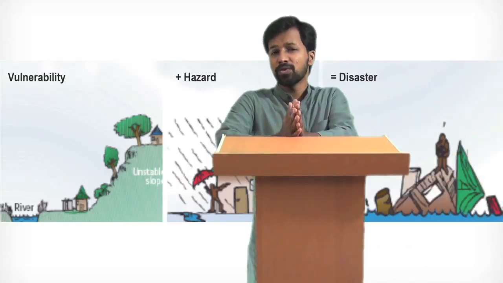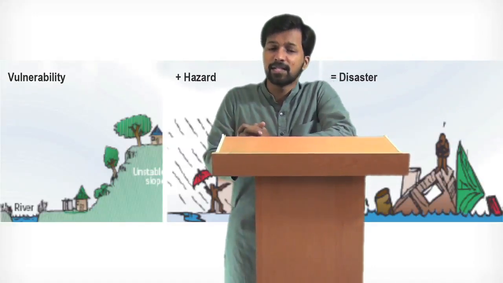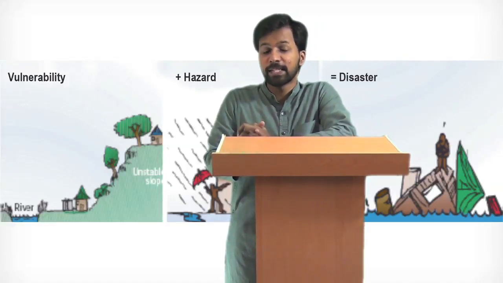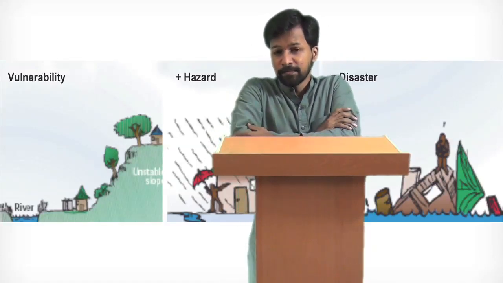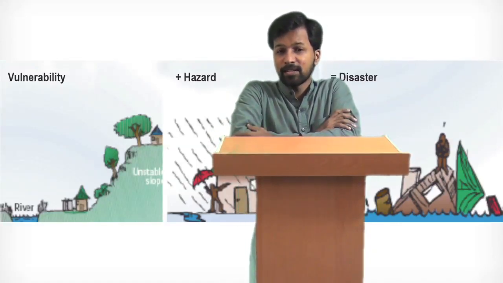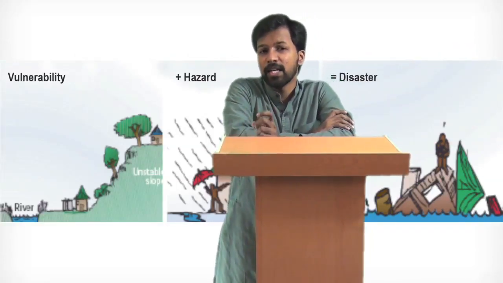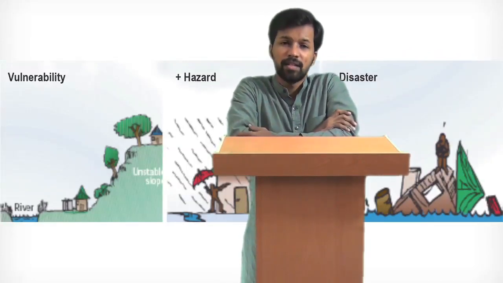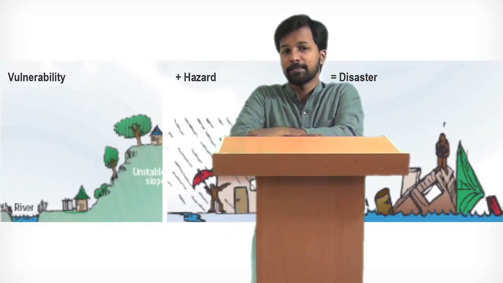There is a small house or a hut very near to a river on one side and an unstable slope. So that hut is vulnerable. That's a very important term which we will see. So added on to heavy rain, which is a hazard, what we get or what is the result is a disaster of flooding. So it is actually vulnerability of that house added with hazard which leads to the final picture of disaster.